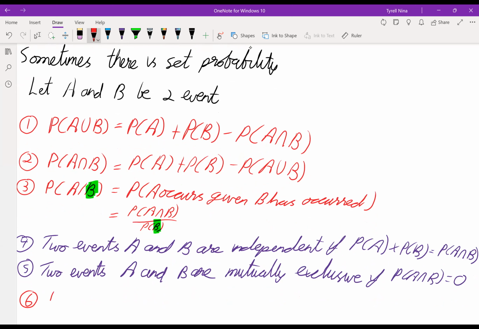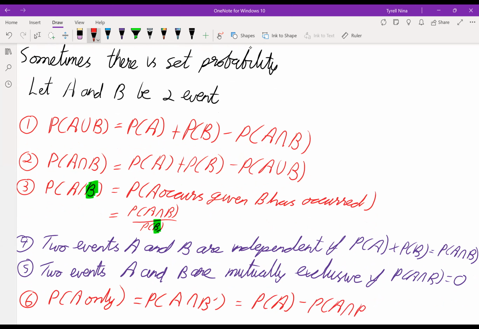Six, the probability of A only, it is also written as the probability of A intersect B complement, is the probability of A minus the probability of A intersect B. All right, now think about it, right? If I want A only, I'll take the probability of A and minus everything that has B in it. So A minus A intersect B. This is one that people tend to forget, right?